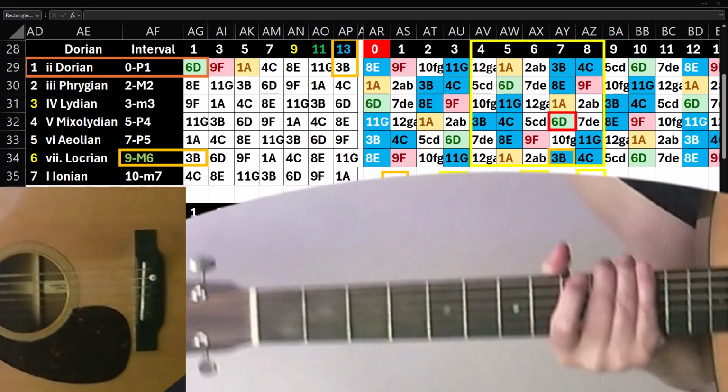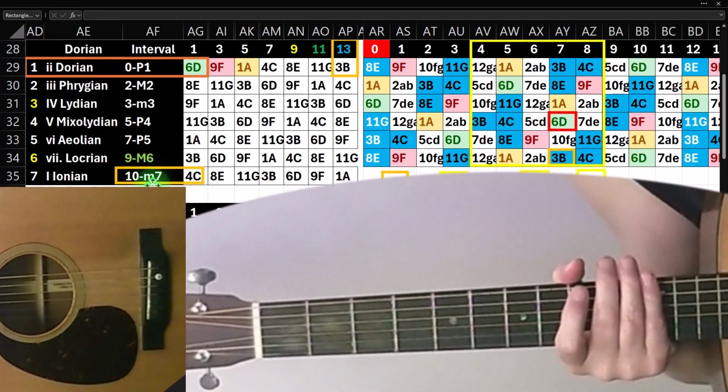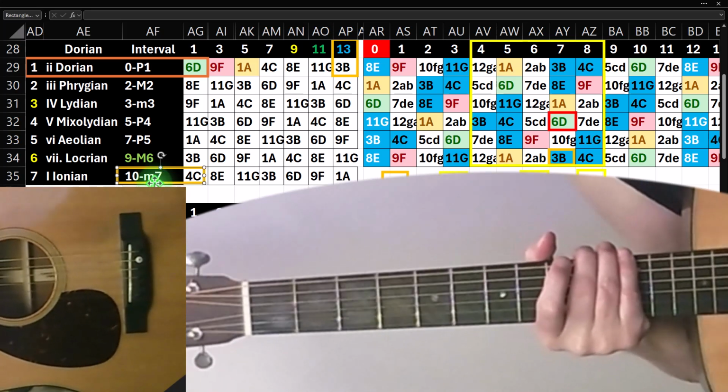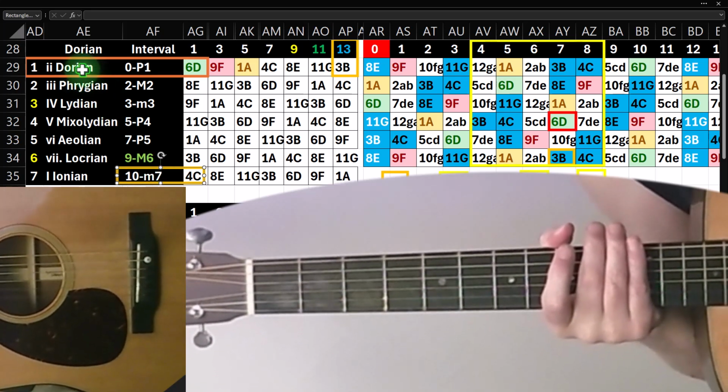All right, let's do one more round. We're going to go to the 10 note away minor 7. So it's a minor 7. That's what we would expect from a minor mode, the Dorian mode.